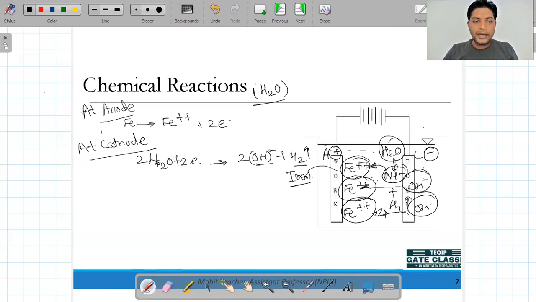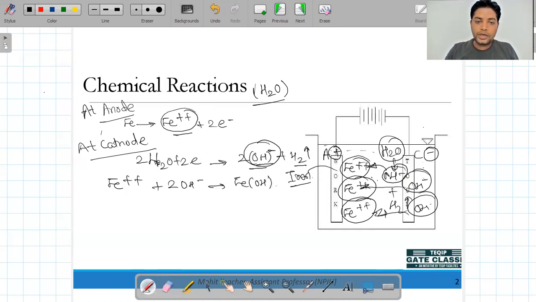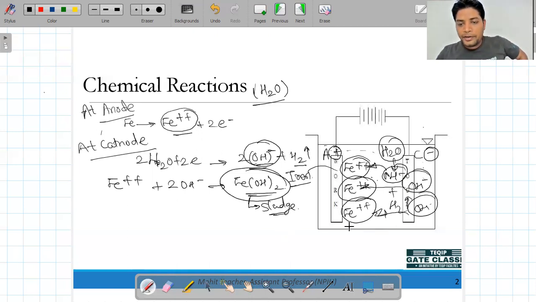Now these ions will react with each other, the iron and the hydroxyl ion, and that will form the iron hydroxide, Fe(OH)2. So that will form the iron hydroxide, which is nothing but the sludge, which is sedimented over the bottom area of the container.